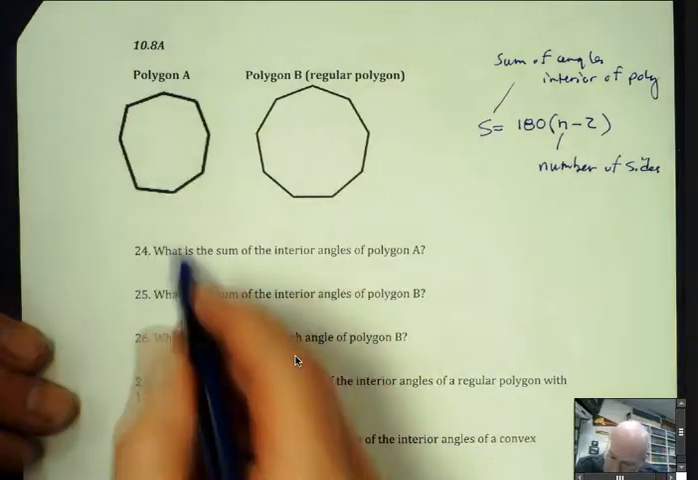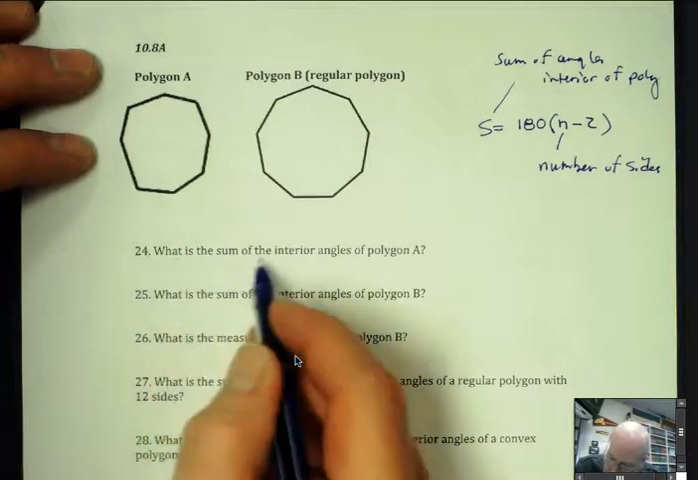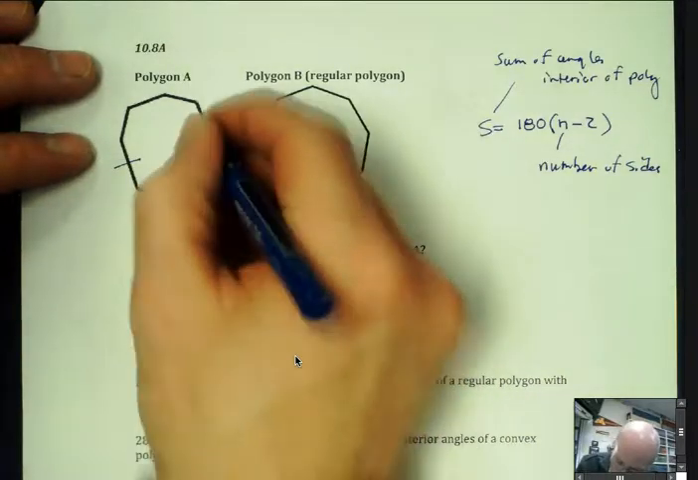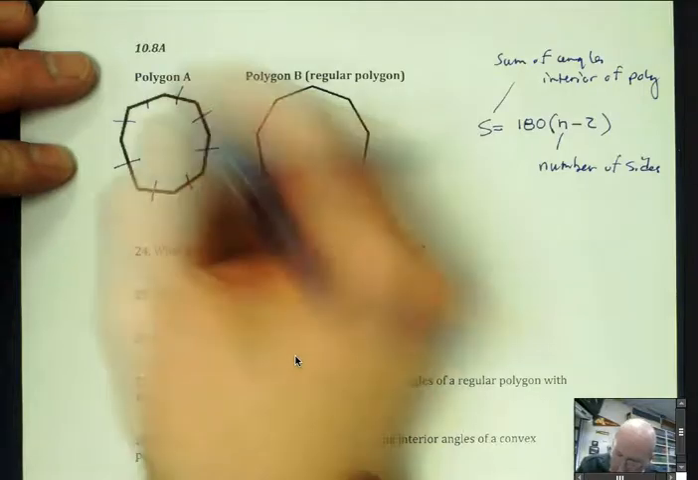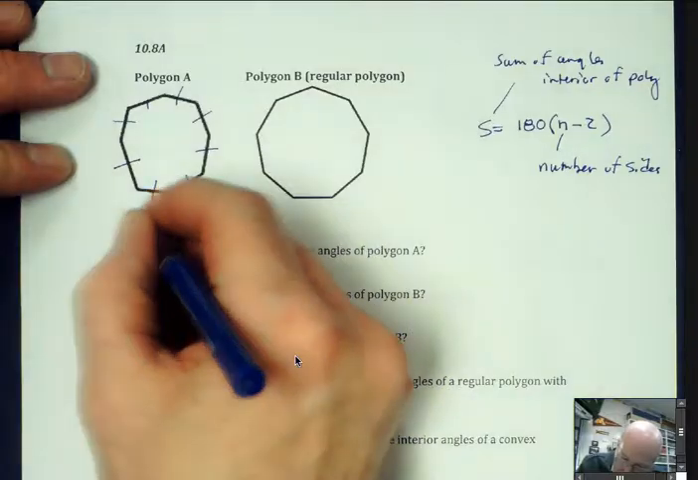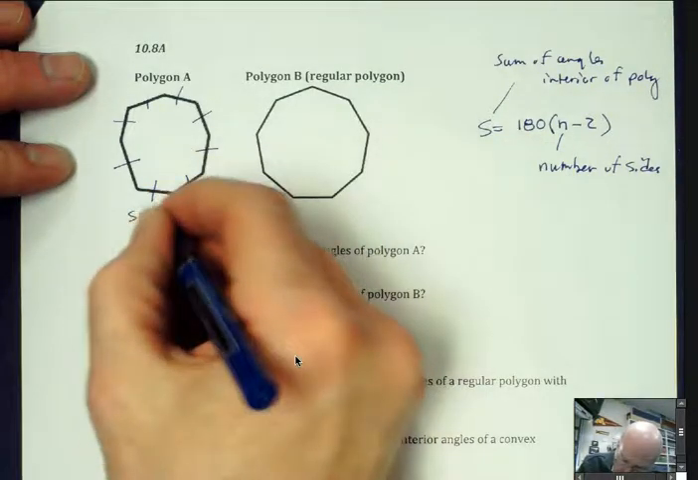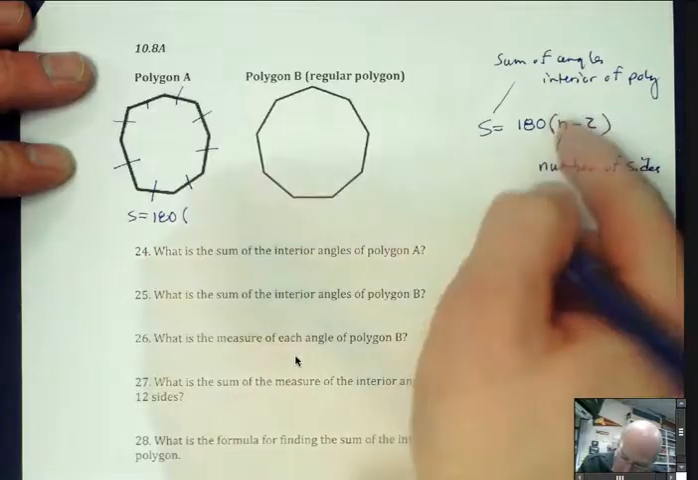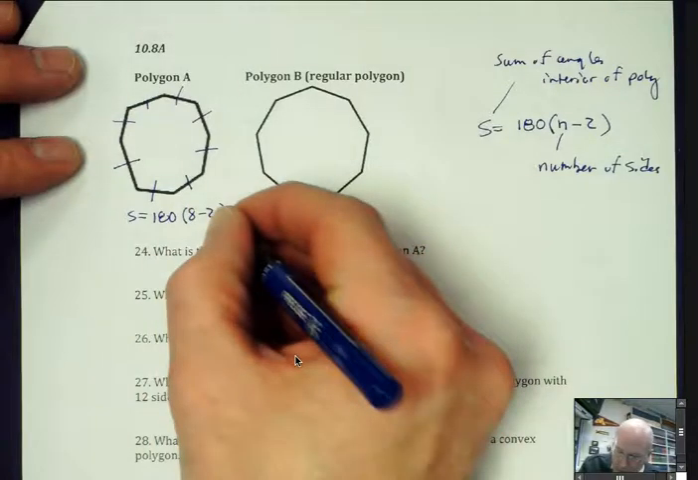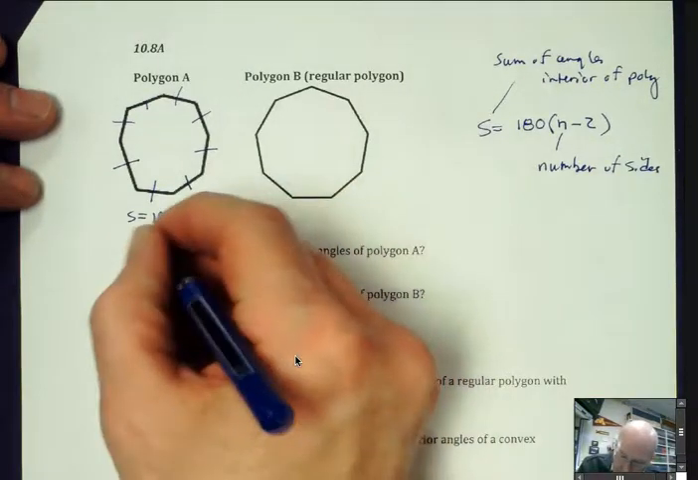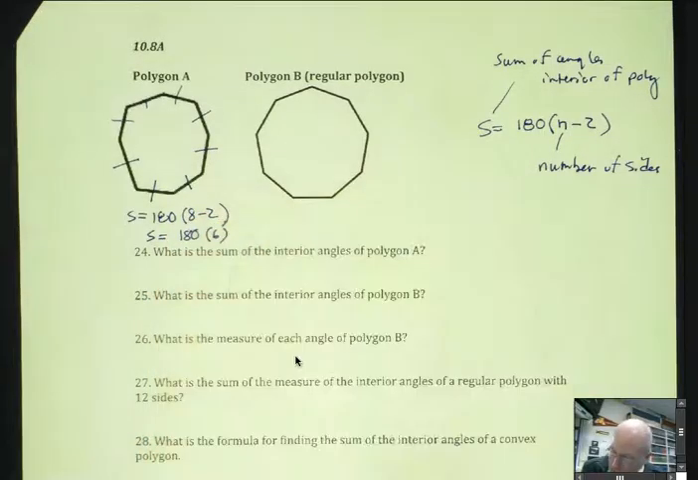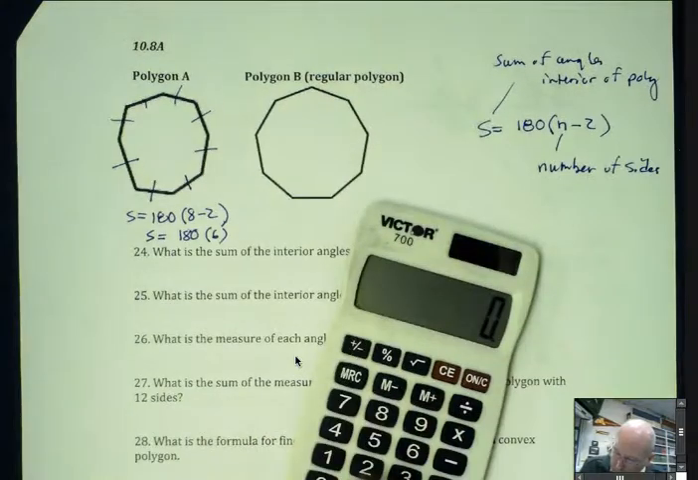All right, so it says we got 2 polygons here. What is the sum of the interior angles of polygon A? So I'm going to count the sides. 1, 2, 3, 4, 5, 6, 7, 8. I got a total of 8 sides here. So I'm going to apply the formula. The sum is equal to 180 times n, the number of sides, so 8 minus 2. Okay, I can simplify that. The sum is equal to 180 times 6. 8 minus 2 is 6.